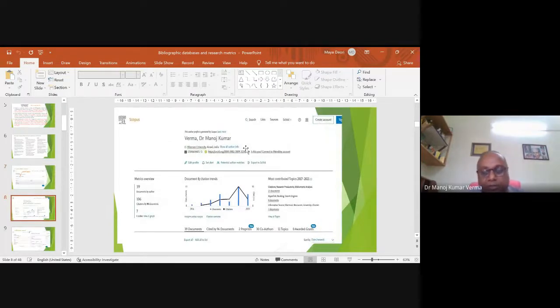That particular data shows I have 39 research papers published in Scopus-indexed journals. Total Scopus citations means the citations I received for those 39 papers in Scopus-indexed journals, that is 106, and my H index is 7.